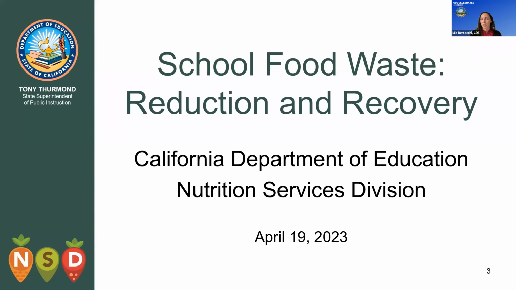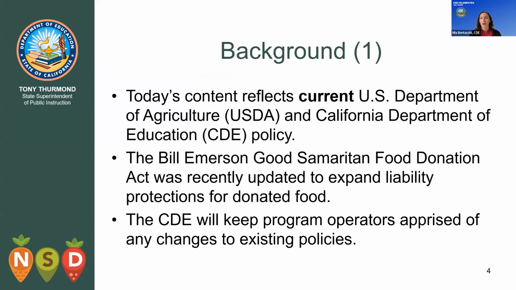Let's get started by discussing some background and policy. Firstly, I want to start today's presentation with a note about the content. Today's content reflects the current U.S. Department of Agriculture, or USDA, and California Department of Education, or CDE, policy. A recently enacted Senate bill updated the Bill Emerson Good Samaritan Food Donation Act to expand liability protections for donated food. Both the USDA and CDE are aware of the updates to the Bill Emerson Good Samaritan Food Donation Act. The CDE will keep program operators apprised of any changes to existing policies.